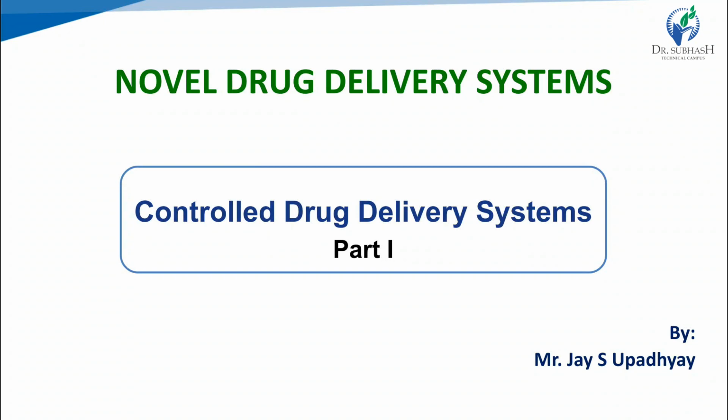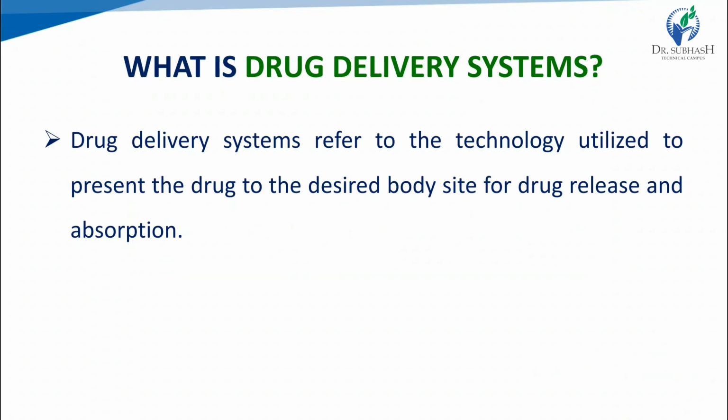For any drug delivery system we give, the primary goal is to provide a therapeutic amount of drug to the proper site, the proper absorption site or site of action, in the desired therapeutic concentration. So first, we have to see what a drug delivery system is. It is a broad range of techniques. A drug delivery system refers to a technology that is utilized to present the drug to the desired body site for drug release and absorption.